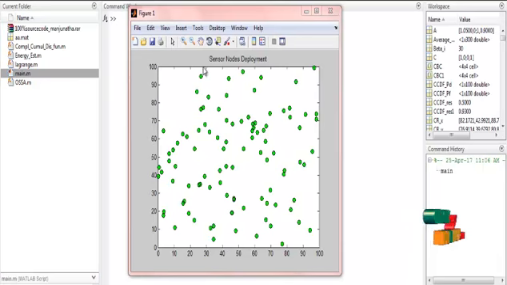In this first figure, the sensor node deployment. Here the sensor nodes are randomly deployed over an area up to 100 by 100. So the nodes are deployed randomly, and each and every section should be placed in a different position. So this is the figure explaining sensor node deployment.